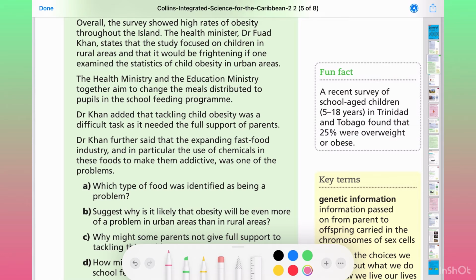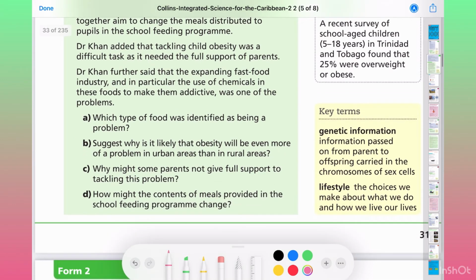The Health Minister, Dr. Fuad Khan, states that the study focused on children in rural areas and that it would be frightening if one examined the statistics of child obesity in urban areas. The Health Ministry and the Education Ministry together aim to change the meals distributed to pupils in the school feeding program. Dr. Khan added that tackling child obesity was a difficult task as it needed the full support of parents. Dr. Khan further said that the expanding fast food industry, and in particular the use of chemicals in these foods to make them addictive, was one of the problems.